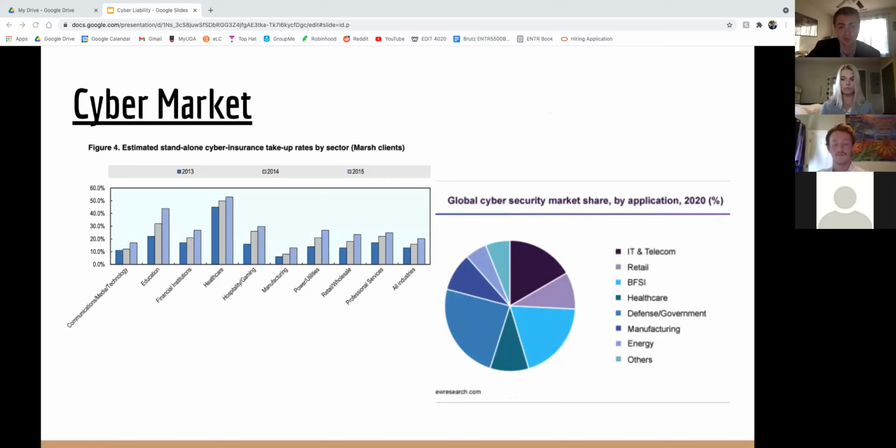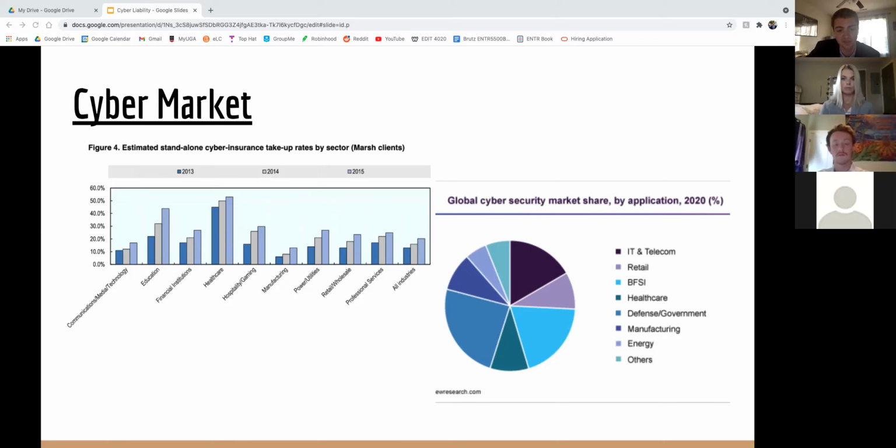So here are a few examples that show differences in cyber insurance application and usage by sector. The figure on the left shows the estimated standalone cyber insurance take-up rates by each sector using Marsh clients. As you can see, for each sector, the take-up rates increased each year from 2013 to 2015. This is probably due to the fact that evolving technology over these past few years has caused a heightened risk of cyber attacks. Healthcare and education are the outliers since they purchase much more cyber insurance. This is probably because both have very sensitive data that they need to keep secure, and most of the other industries did not feel they needed to purchase cyber coverage.